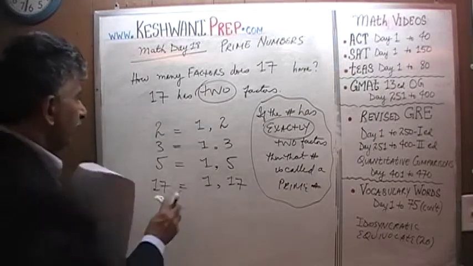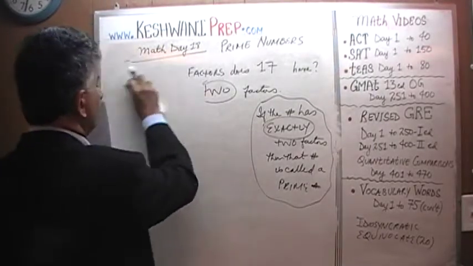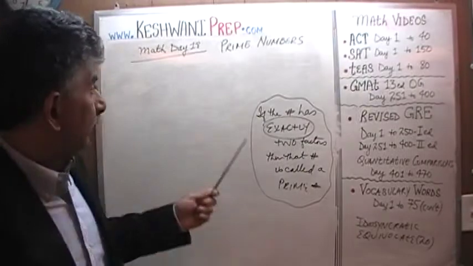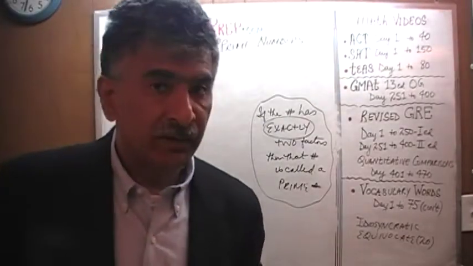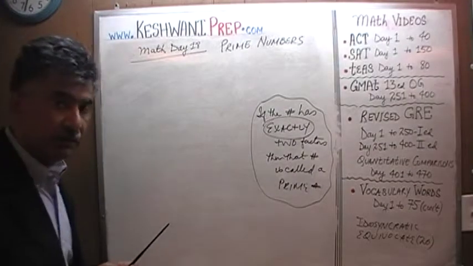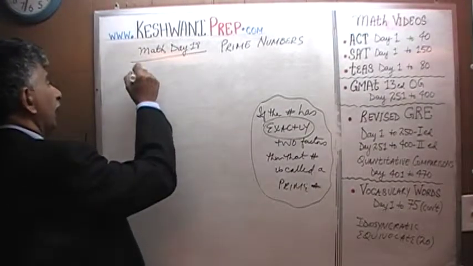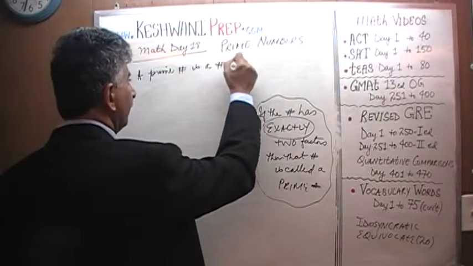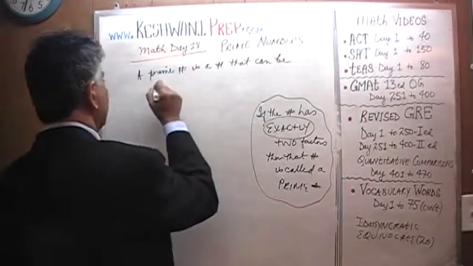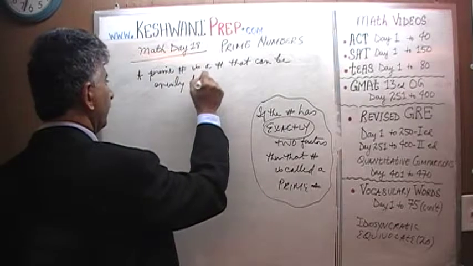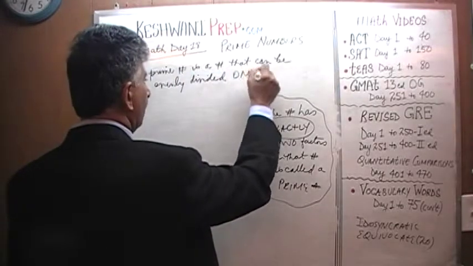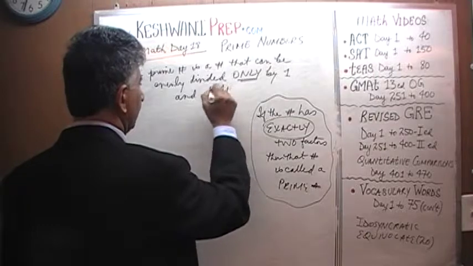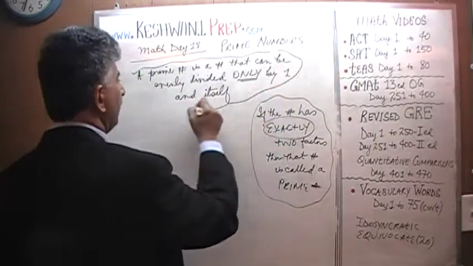Now, in most textbooks, you will also find the definition of prime number articulated a little bit differently. This is how you will find in most textbooks. Most textbooks will tell you that a prime number is a number that can be evenly divided only by 1 and itself.